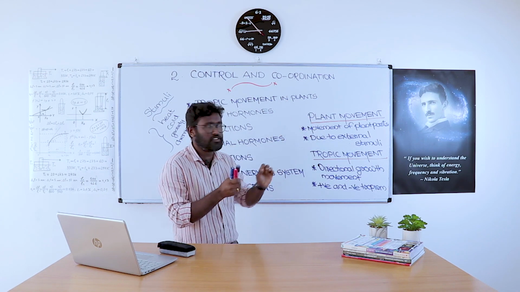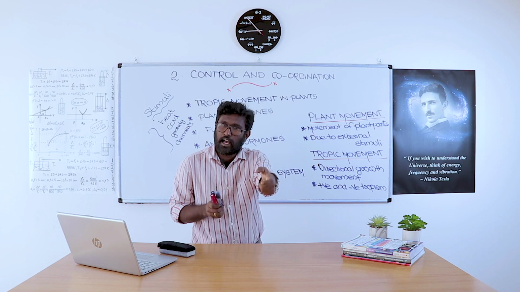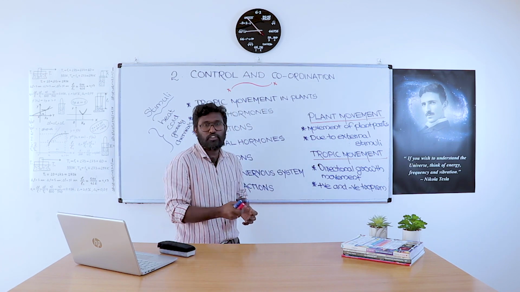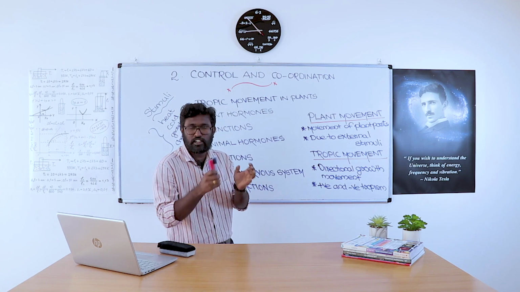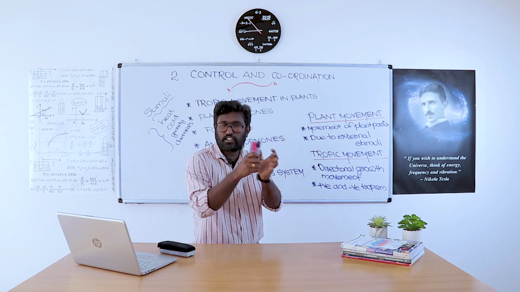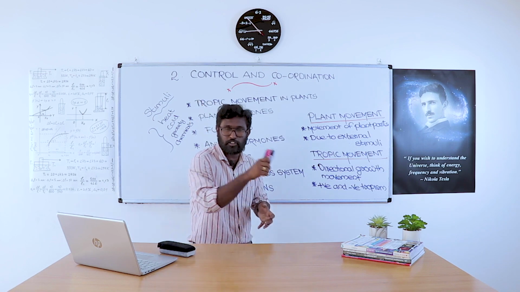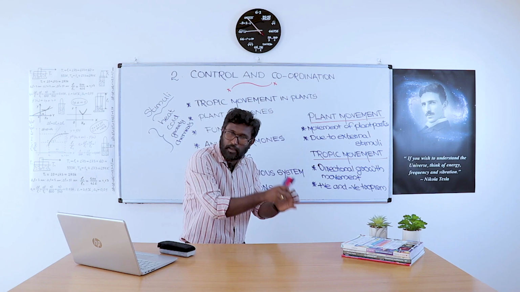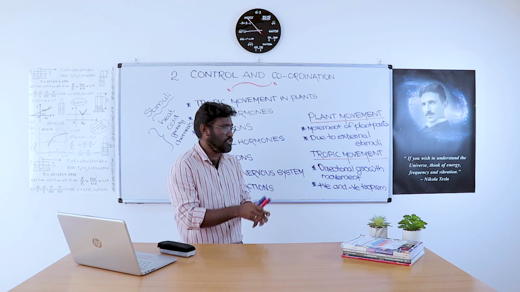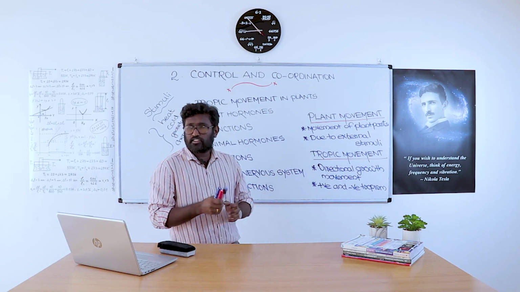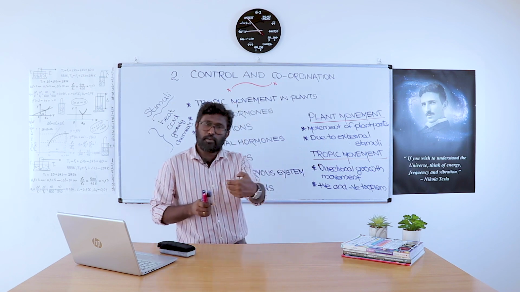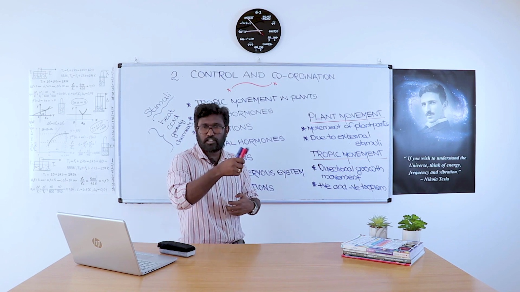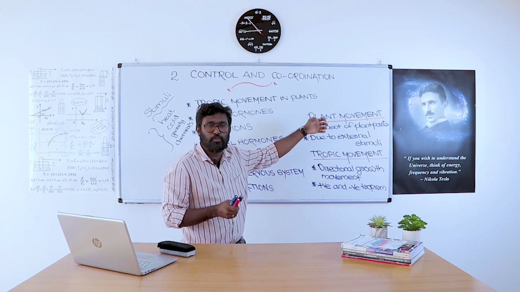Plant movement means the movement of an individual plant or plant part like shoot or root with respect to an external stimuli like heat, cold, or simply temperature, gravity, or some chemicals. All are stimulus. So due to an external stimuli, if the individual plant or the plant part like shoot or root has some changes, then we can say that there is a plant movement.